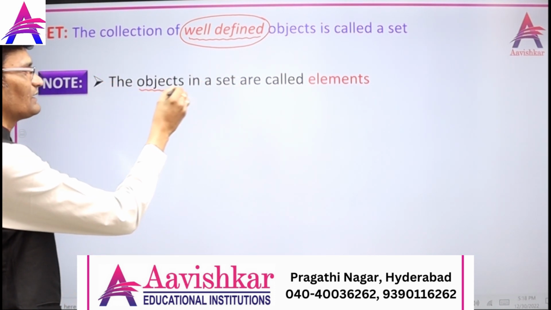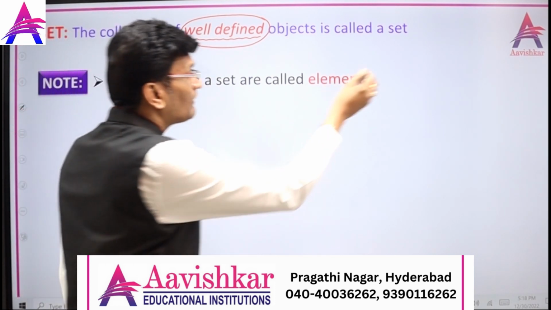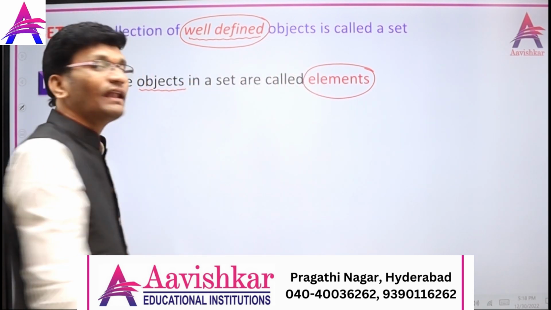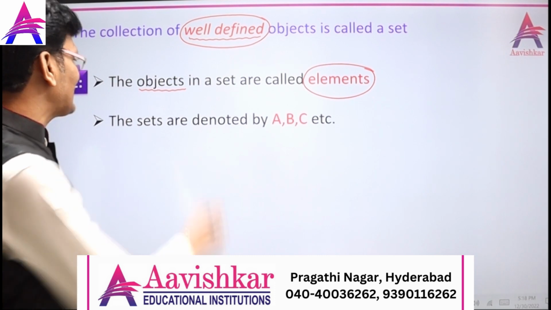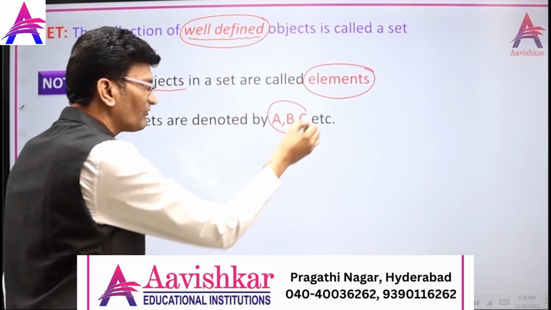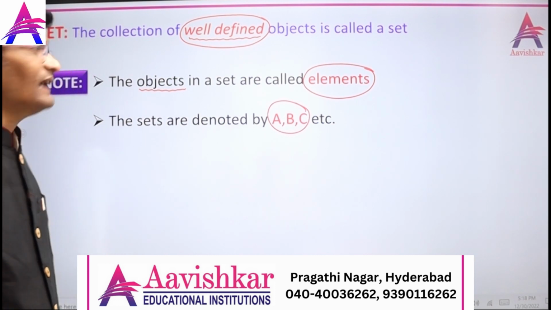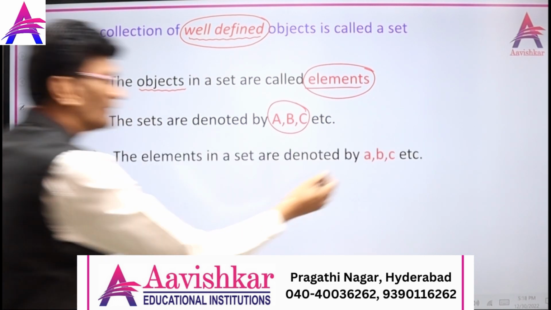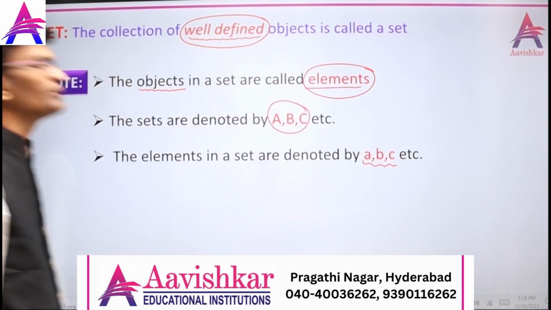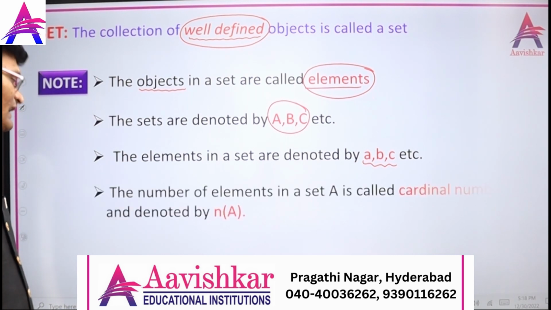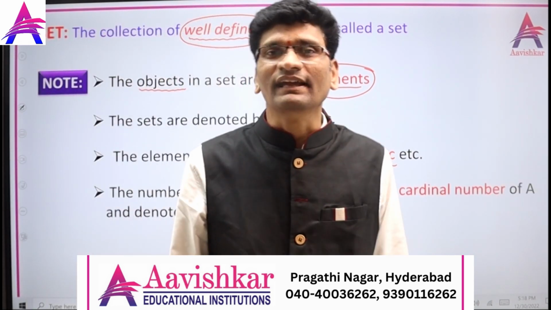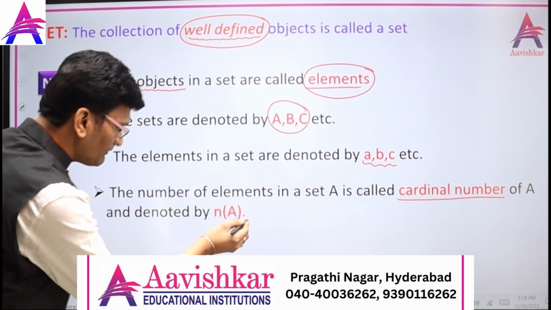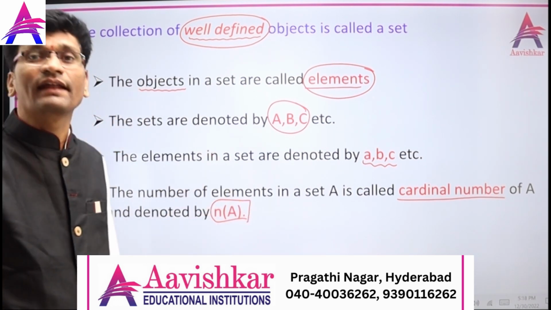The objects collected in a set are called elements. In general, sets are denoted by capital letters A, B, C and so on. The elements in the sets are denoted by small letters. And the number of elements in set A is called the cardinal number of A, and it is denoted by n(A).